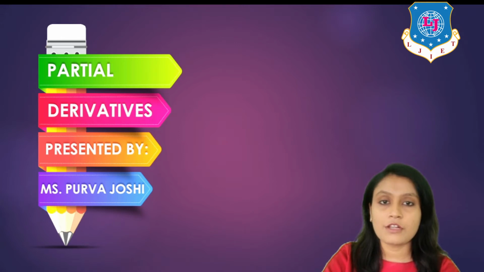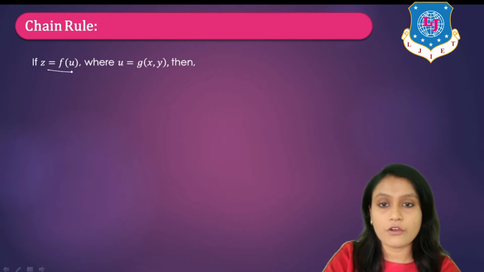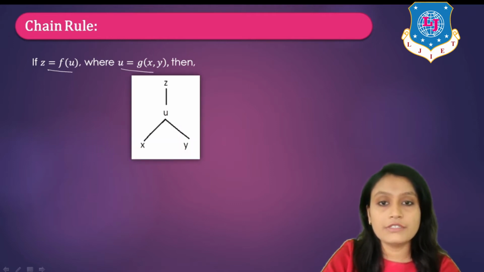Today we are going to solve a few examples of partial derivatives, and the topic we are going to study is the chain rule. So let's begin with the chain rule. Now if z is equal to f of u, meaning z is some function of u, where this u is some function of x and y, then we will draw a tree diagram.